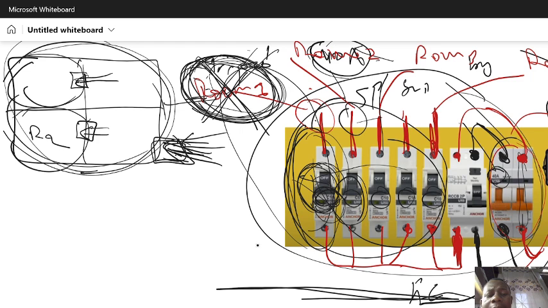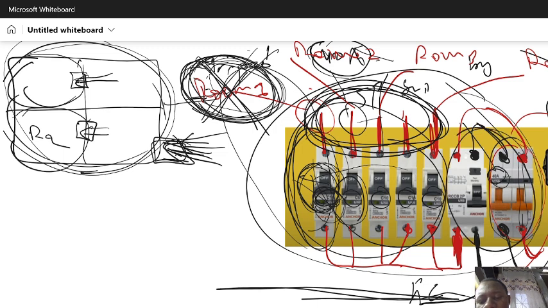Now let's see, if all rooms are shutting down, there is no electricity, it means that the problem will occur here in the main circuit breaker. But if only one room is off, it means that the problem is not from here, but from this circuit breaker.